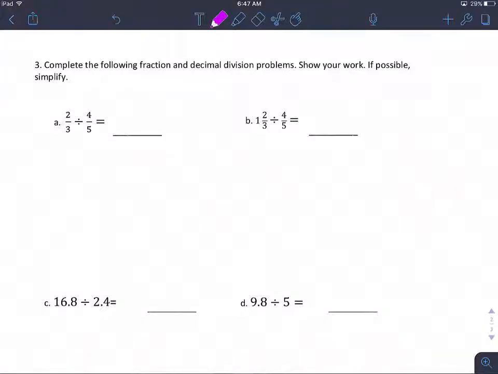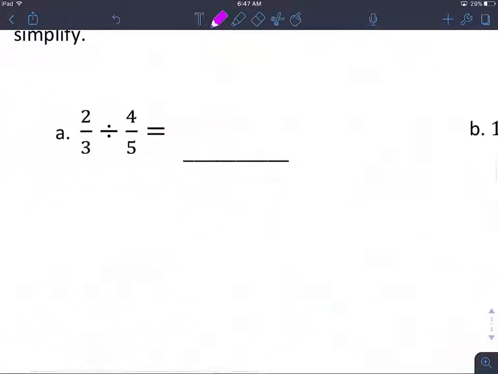Okay, this is number 3 on the end of try to review. Our question is, complete the following fraction and decimal division problems, show your work, and if possible, simplify. So, let's start with fraction division.